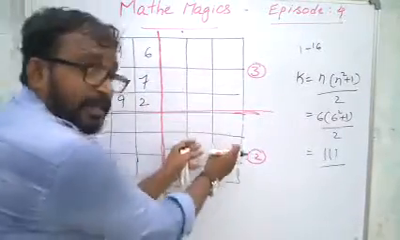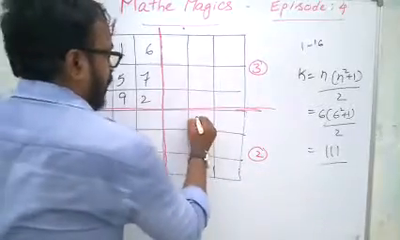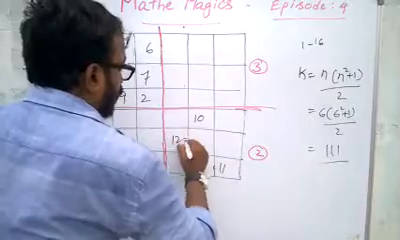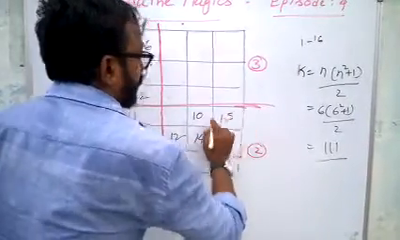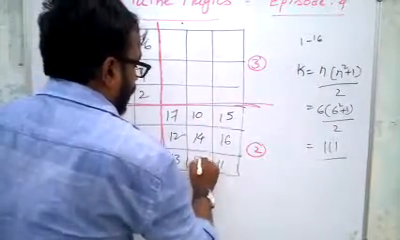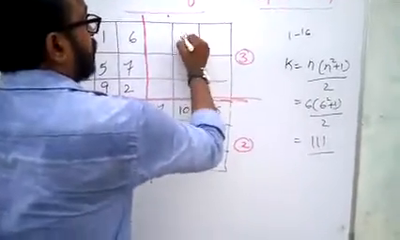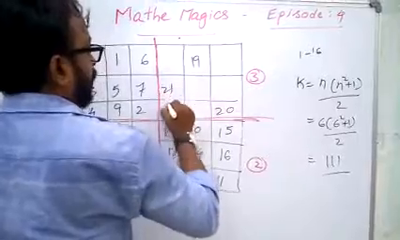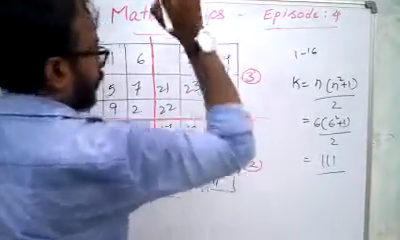Now the next quadrant is this one. Next available numbers are 10 onwards. 10, 11, 12, 13, 14, 15. Now 16, 17, 18. So next numbers 19 onwards. Here the third quadrant: 19, 20, 21, 22, 23, 24.